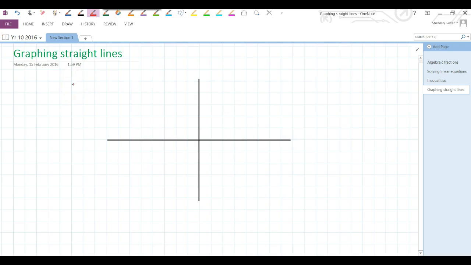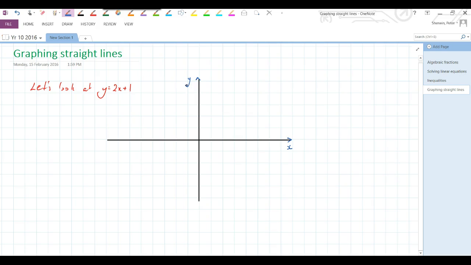So graphing straight lines, let's start with y equals 2x plus 1. This is what we're going to examine. We're going to look at how we go about graphing that, what that's going to look like. So I've put together a little set of axes here. It's a number plane, a Cartesian plane, a set of x-y axes, x along the horizontal and y along the vertical.